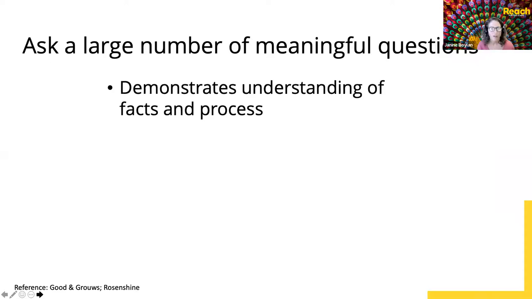So we ask a large number of meaningful questions because that allows students to demonstrate their understanding of facts as well as the process, which is important. A research study showed that when teachers were trained to increase both the factual and the process questions that they asked during guided practice, their students achieved higher scores than other classes where the teachers were not asking the same number of both factual and process questions.